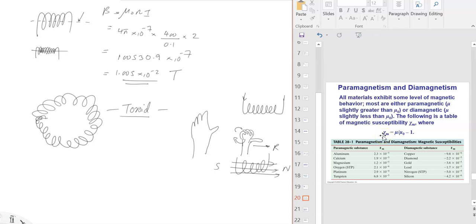Paramagnetism and diamagnetism. So all these are self-study, I'm just very briefly going over these. All materials exhibit some level of magnetic behavior. Most are either paramagnetic, with mu, that's permeability, slightly greater than mu naught, the permeability of free space. So paramagnetic materials will have a little higher permeability than air. Diamagnetic has permeabilities a little less than that. Ferromagnetism will have much higher permeabilities.